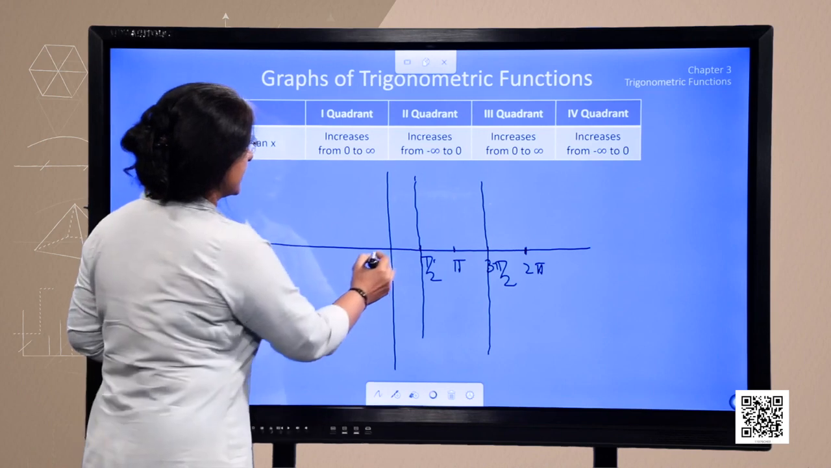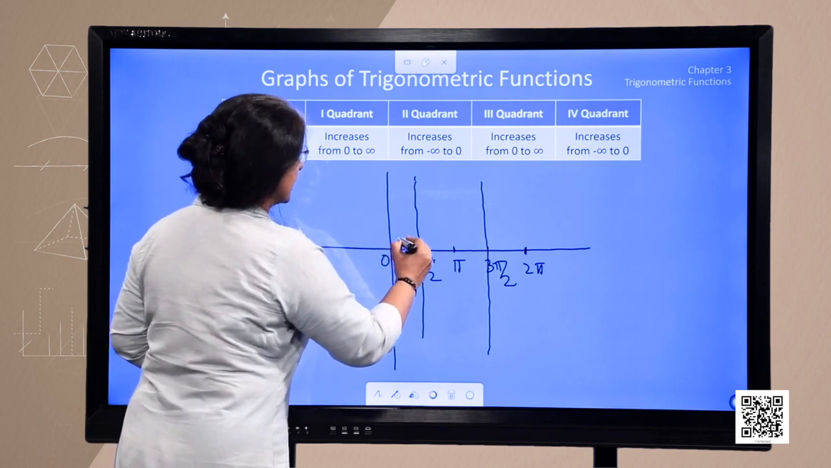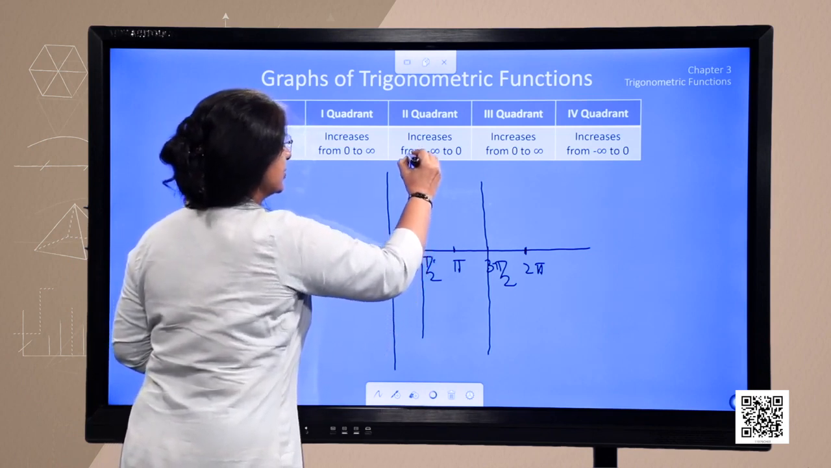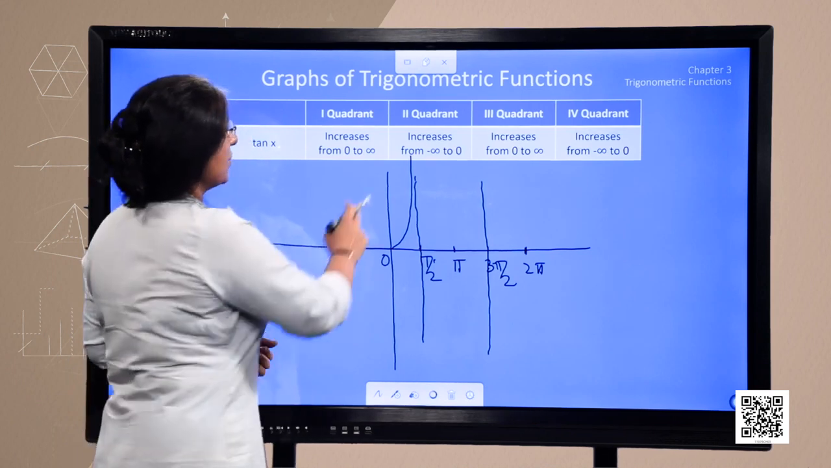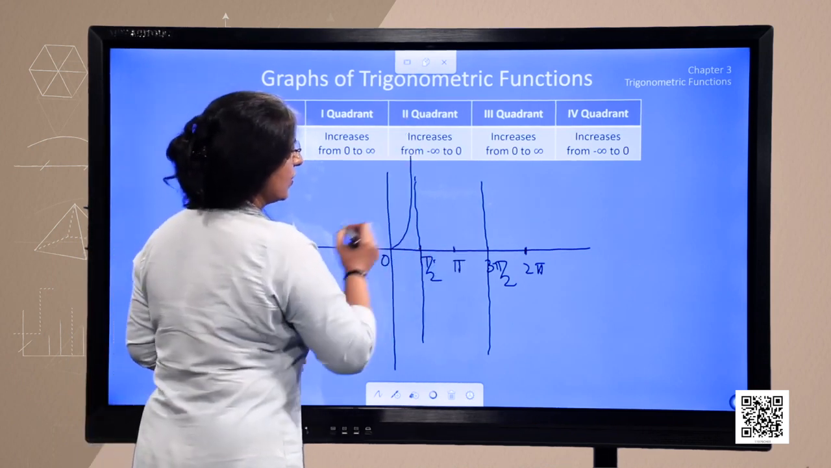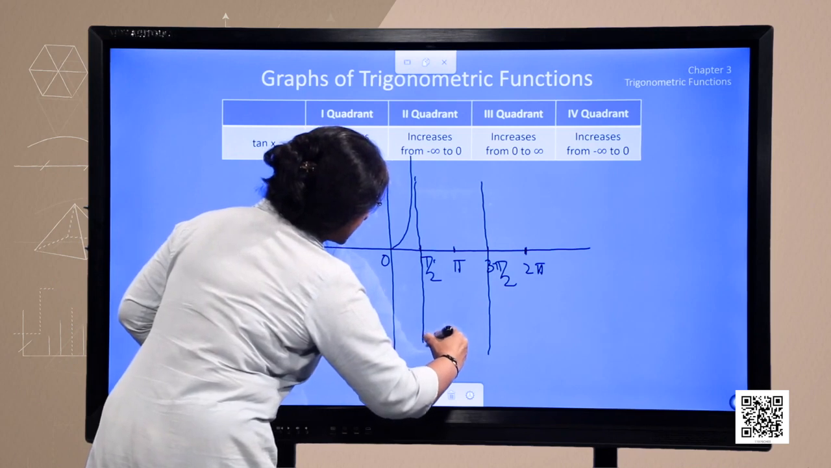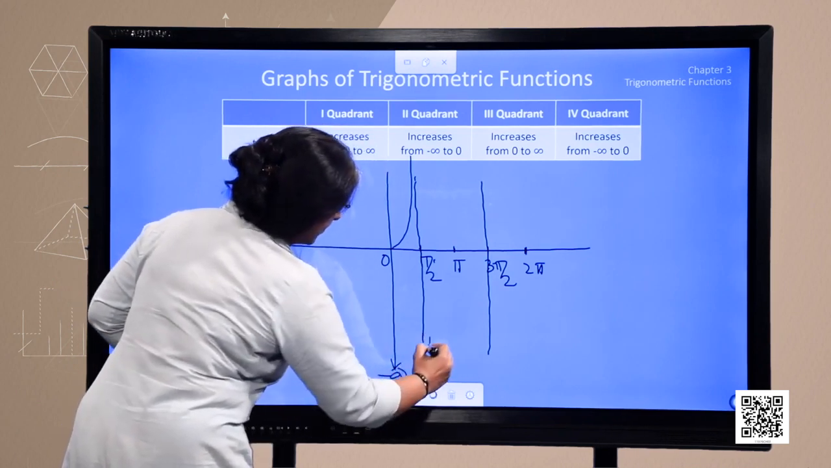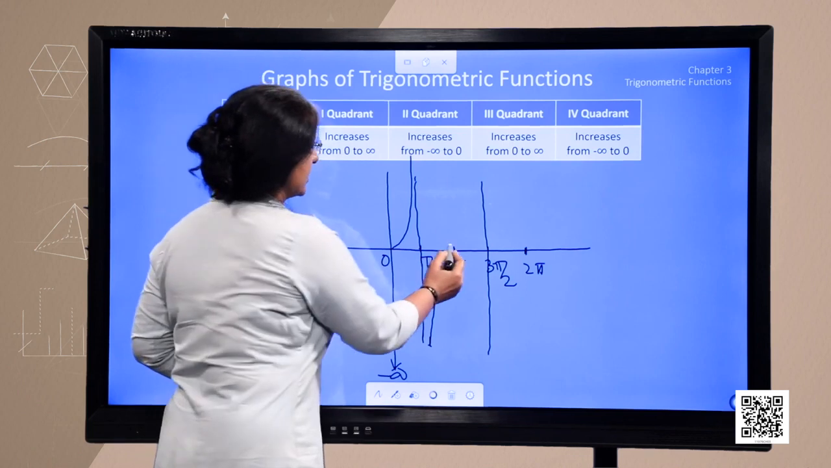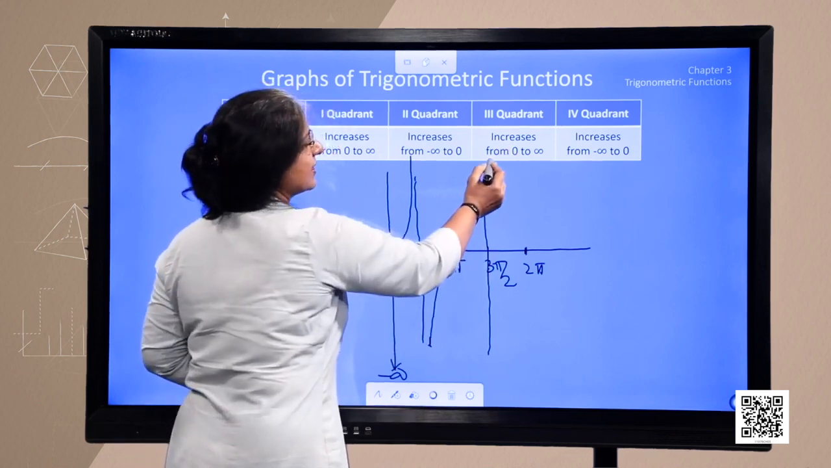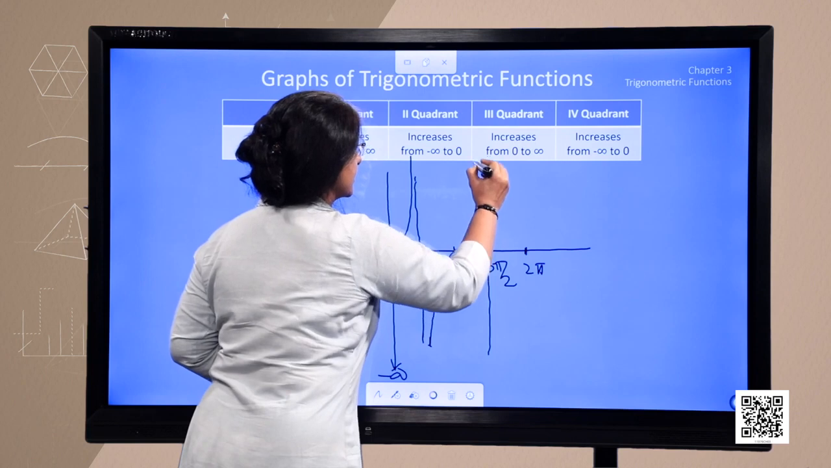Now, in the first quadrant, that is from 0 to pi by 2, tangent increases from 0 to infinity. It goes like this, but it will never touch this point pi by 2 because it is not defined at pi by 2. Now, in the second quadrant, that is from pi by 2 to pi, its value increases from minus infinity to 0, like this. And in the third quadrant, that is from pi to 3 pi by 2, our graph is increasing from 0 to infinity like this.